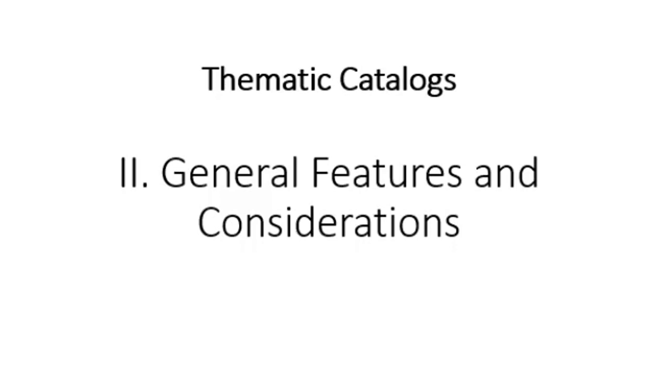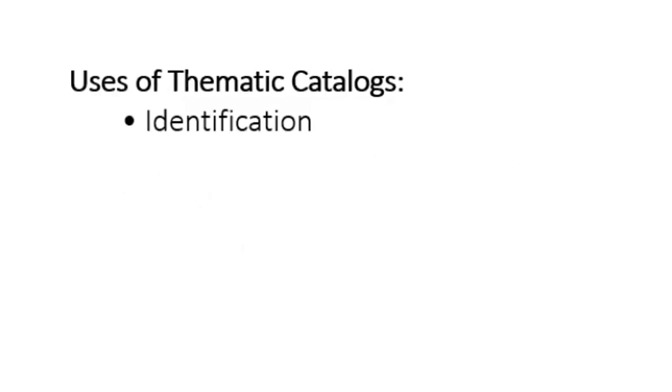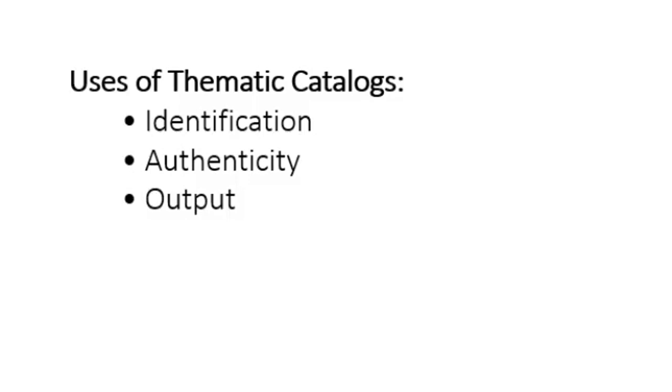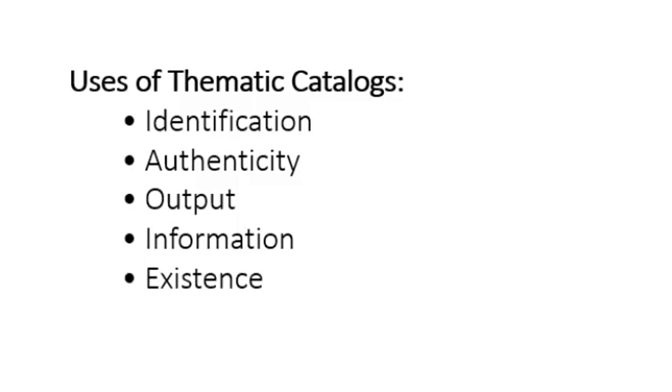Students and scholars use thematic catalogs for a number of different purposes. These include exact identification of a work, establishing the authenticity of a work, having a guide to a composer's output, including what they've written in a particular genre, gaining information about a piece, including source information, instrumentation, date of composition and first performance, and so on, documenting the existence of pieces that are now lost, and finding citations to published scholarship on a piece.